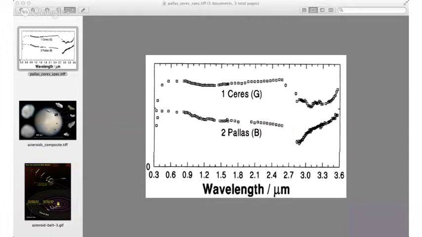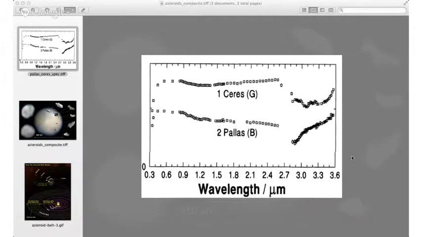This is showing a region from the visible to the near infrared. And if you look down at the bottom, there's a guide. It says 0.3 all the way to 3.6. Those are wavelengths of light, in microns or micrometers. So if you look over at the little number, there's a number that says 3.0.